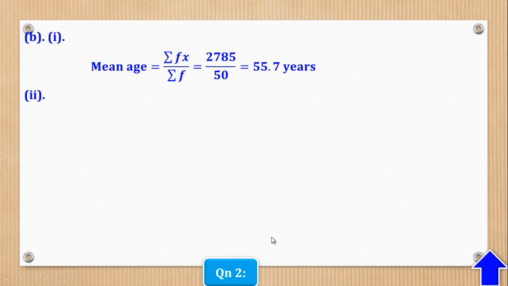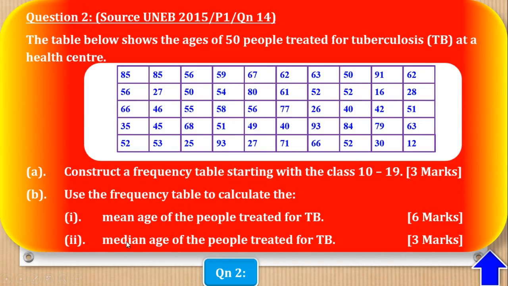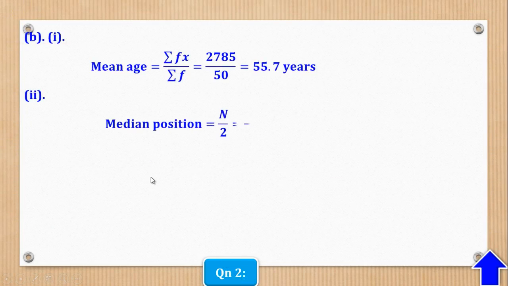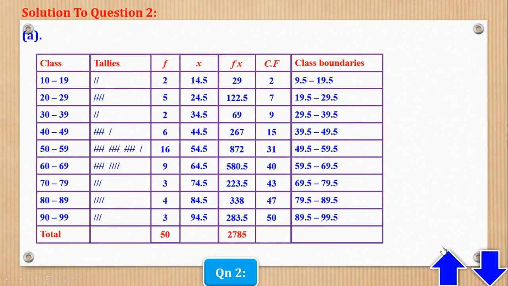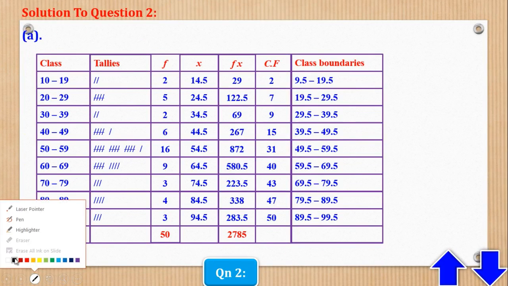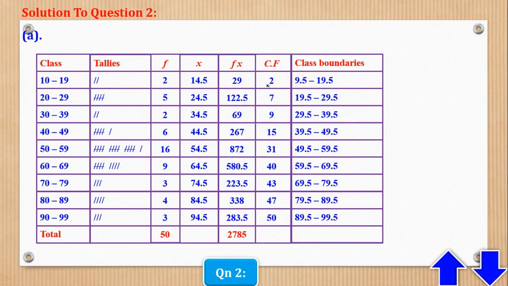The next is Roman 2. For Roman 2, they ask for the median age of the people treated for TB. So the first thing to do is to get the median position, which is capital N over 2, and capital N is the total frequency, which is 50. So 50 over 2, you come up with the 25th position. Now that I know the 25th position, I'll come to my table and find out the median class. So if you look for 25, this is 15. Then from 15 you go to 31, meaning 25 is within 31. Therefore, this is my row of interest.